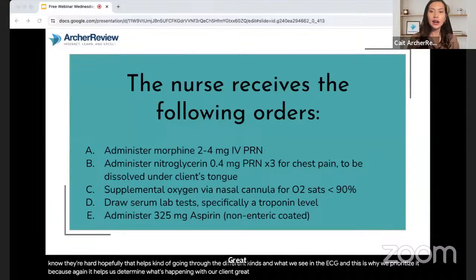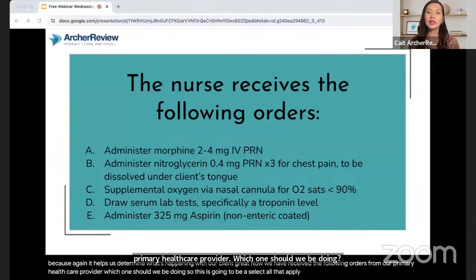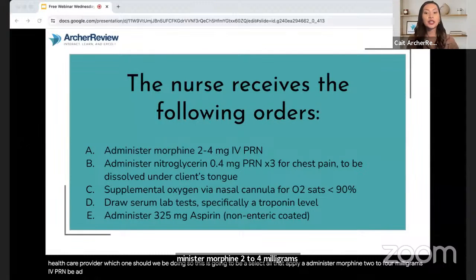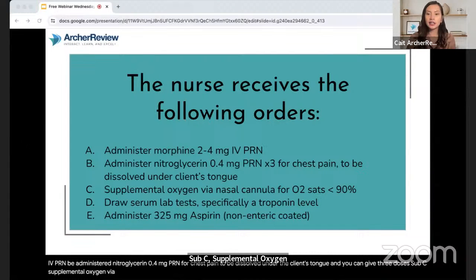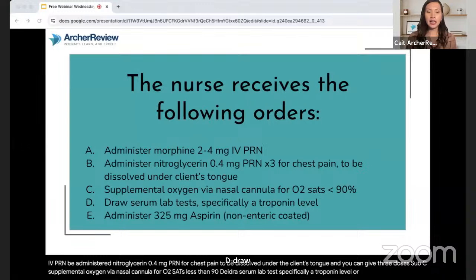Great. So now we have received the following orders from our primary healthcare provider. Which ones should we be doing? So this is going to be a select all that apply. A, administer morphine 2 to 4 milligrams IV PRN. B, administer nitroglycerin 0.4 milligrams PRN for chest pain to be dissolved under the client's tongue, and you can give 3 doses. C, supplemental oxygen via nasal cannula for O2 sats less than 90. D, draw serum lab test, specifically a troponin level. Or E, administer 325 milligrams of aspirin.